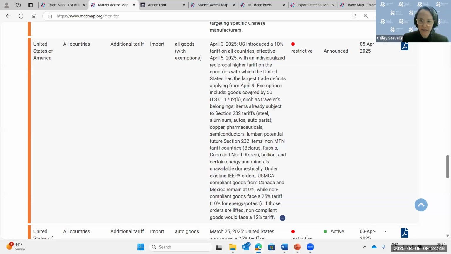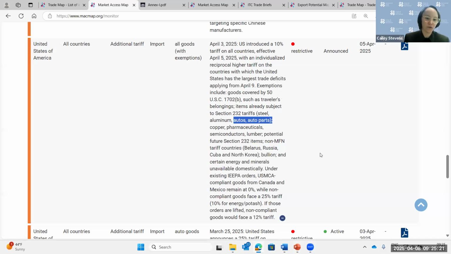And importantly, we can see that these 10% tariffs for all countries were effective April 5th, and that these reciprocal tariffs will start applying tomorrow on April 9th, and that exceptions to these tariffs include items already subject to Section 232 tariffs on steel and aluminum. So that's going to cover those fans from Vietnam's, autos and auto parts. That's going to cover car imports from Japan.